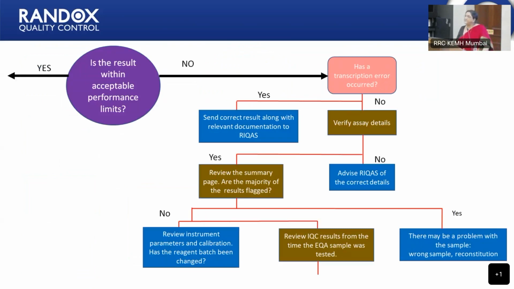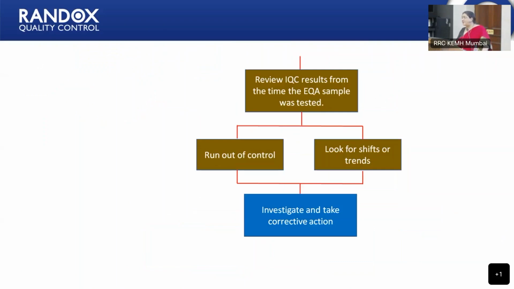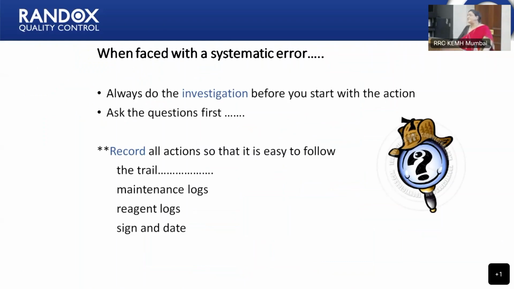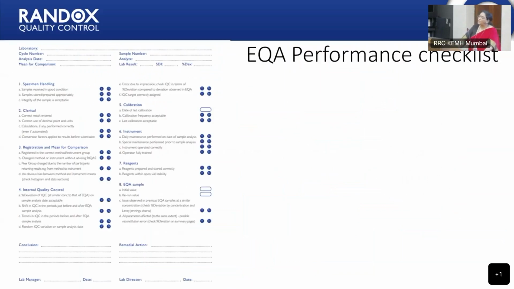After doing all this, if you still find the performance is outside the acceptable limit, you need to correlate it with the IQC and compare the IQC and EQA results. If you find that the IQC run was out of control or there was a shift or trend, you need to do the RCA and take corrective action. All the investigations that you do during your root cause analysis should be recorded, or the evidence should be recorded. You can have your own performance checklist where you could record all your investigation actions.